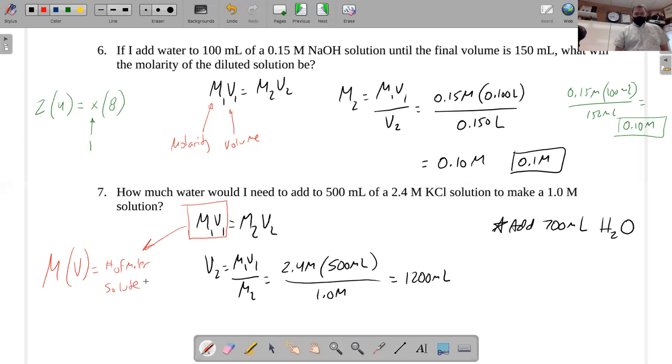So really, the idea that molarity times volume before the dilution is equal to molarity times volume after the dilution, it's really saying that the number of moles of solute doesn't change. The quantity of potassium chloride ions is exactly the same before as it is after. The amount of stuff that's in the water doesn't change. All you're doing is changing the amount of water.